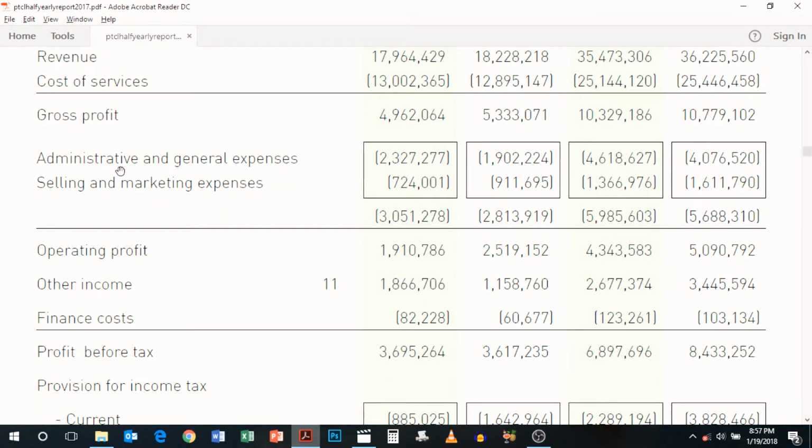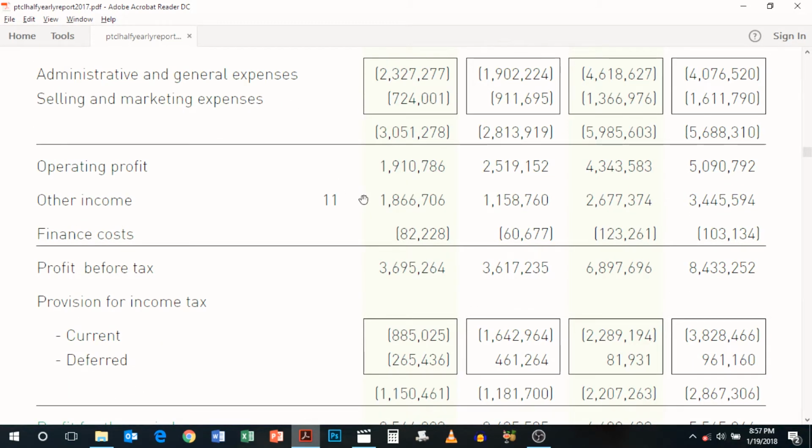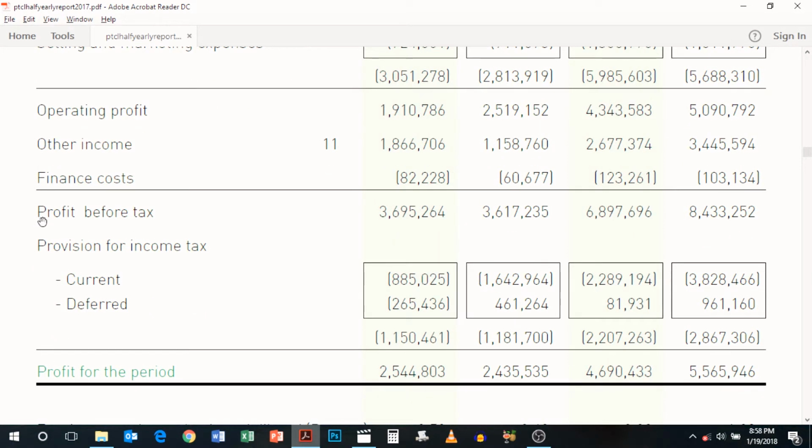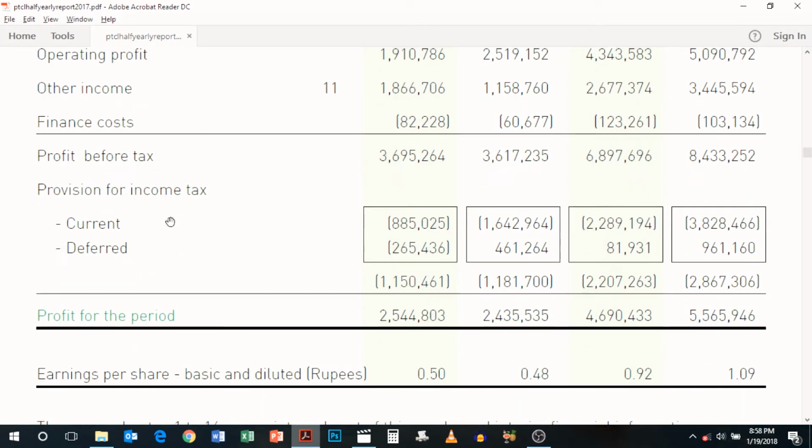From there, we deduct administrative and general expenses and selling and marketing expenses to arrive at operating profit. These are categorized as operating costs and also include depreciation expense. Now, depending on the details in note number 11, other income will include both reoccurring and non-reoccurring items. We also see finance costs, also known as interest expense, and we then arrive at a subtotal known as profit before tax or earnings before tax. From there we deduct taxes to arrive at profit for the period or net income, also known as the bottom line.